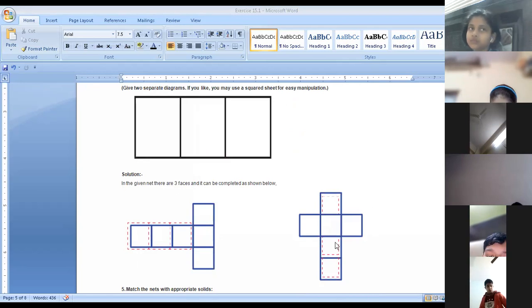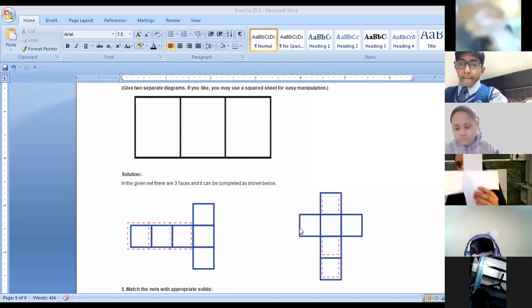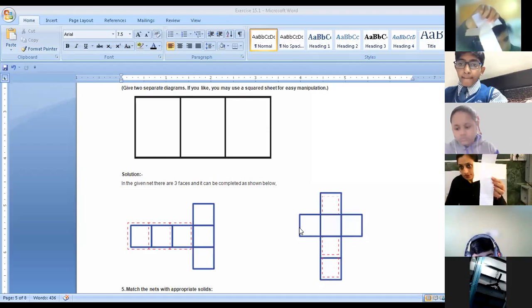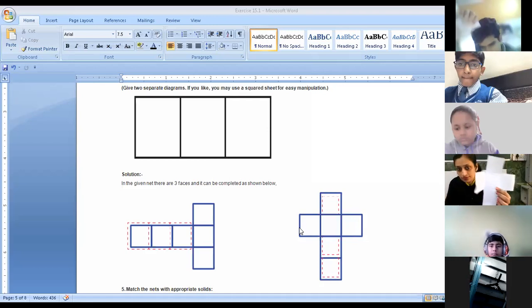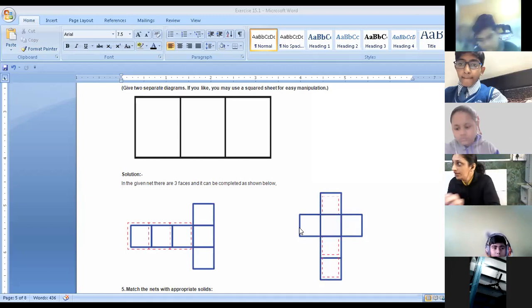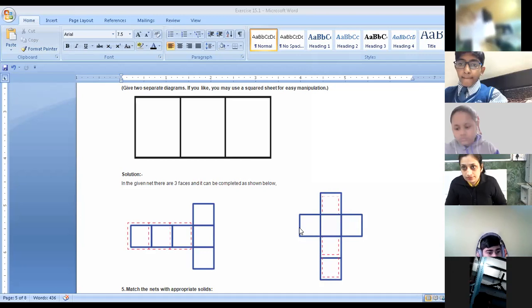Now you can see this one. If we take these 3 boxes, which are given on a squared sheet, we can add these 3 like this. We can add them like this, isn't it? So it will become a complete figure. Yes, right, Jayvardhan. Very good.